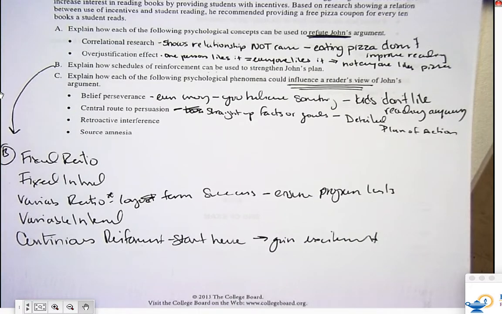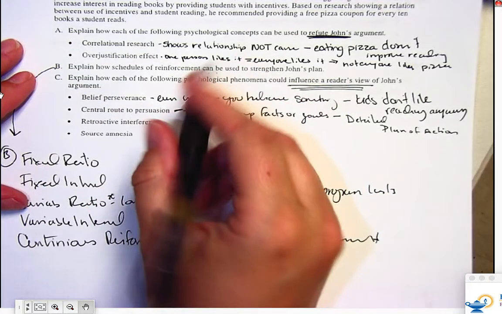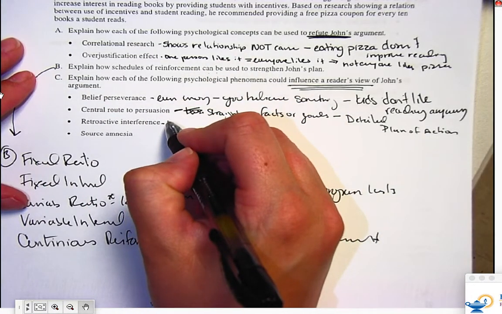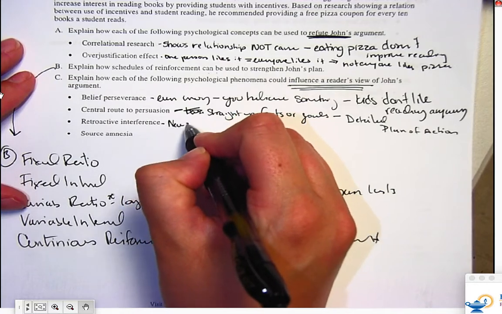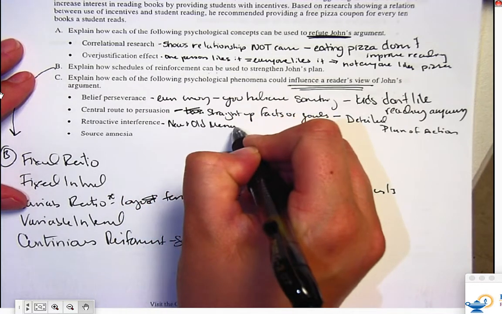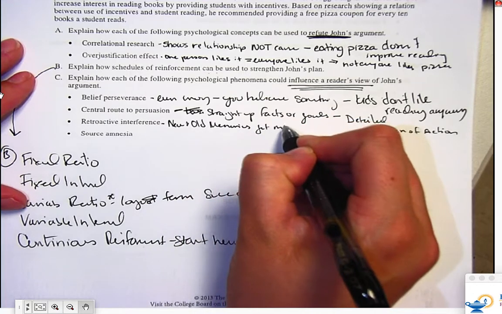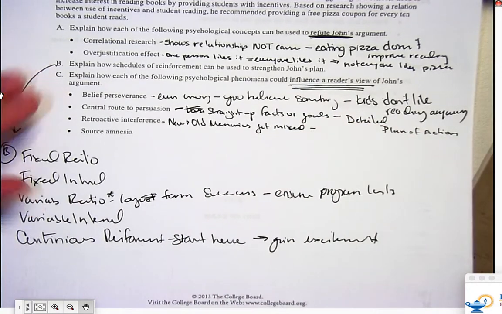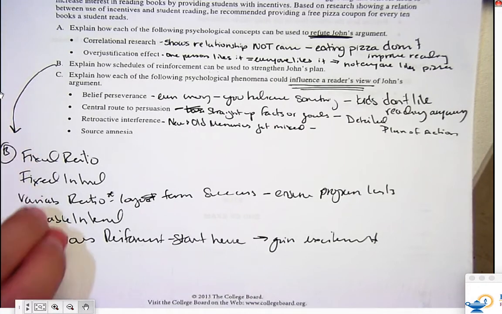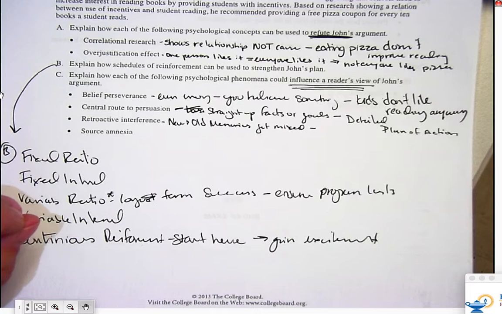All right, what is retroactive interference? I taught you this. What section was it from? Eva? Like you're trying to remember something. Yes, it's memory. Okay, so you're trying to remember something, but it gets mixed up. Yeah, new and old memories get mixed. Okay, so what would be an example of it, of influencing a reader's view of John's argument? When new and old memories get mixed up.